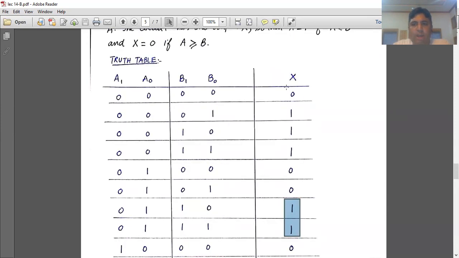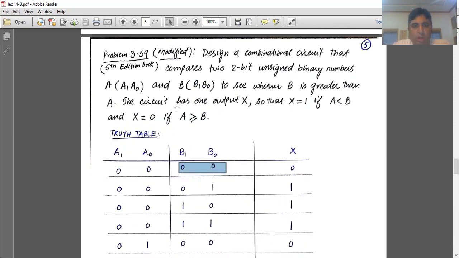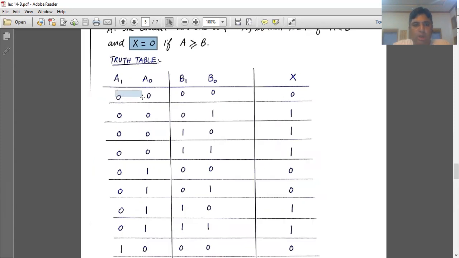So all other cases where X is 0 are the cases where A is equal to B or A is greater than B. For example, here A is 0, B is 0. So when A is equal to B, he has told you that if A is greater than or equal to B, then X is 0. So you can see all the other cases. Here A is 0, B is 0, so A is equal to B, so X will be 0. And here A is 1, B is 0, so A is greater than B, so output will be 0. And here A is 1, B is 1, so A is equal to B, so X is 0.